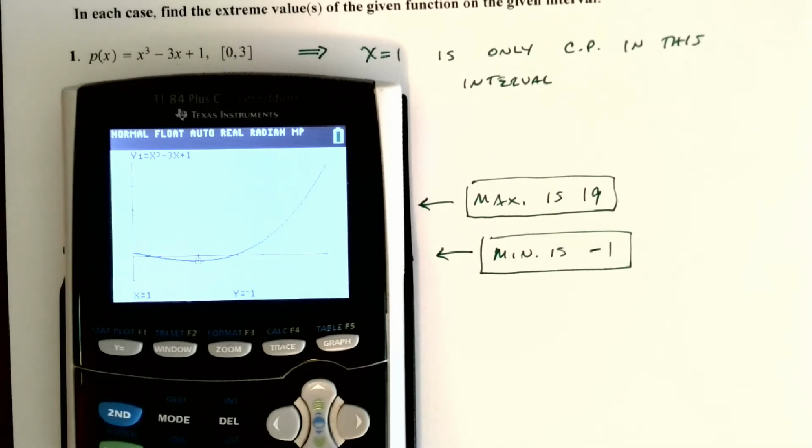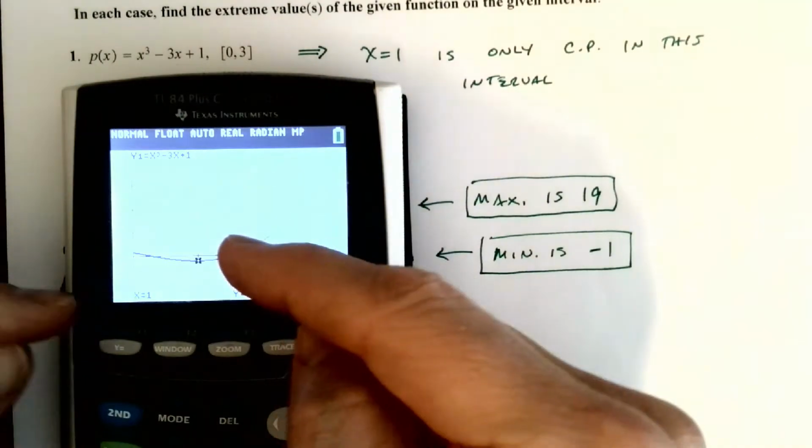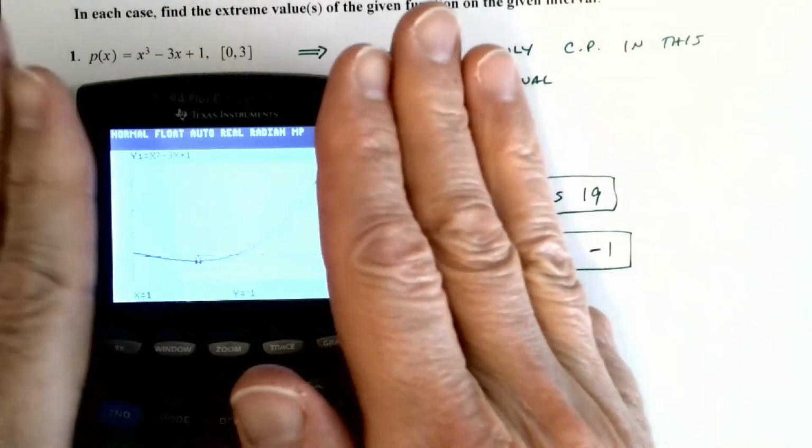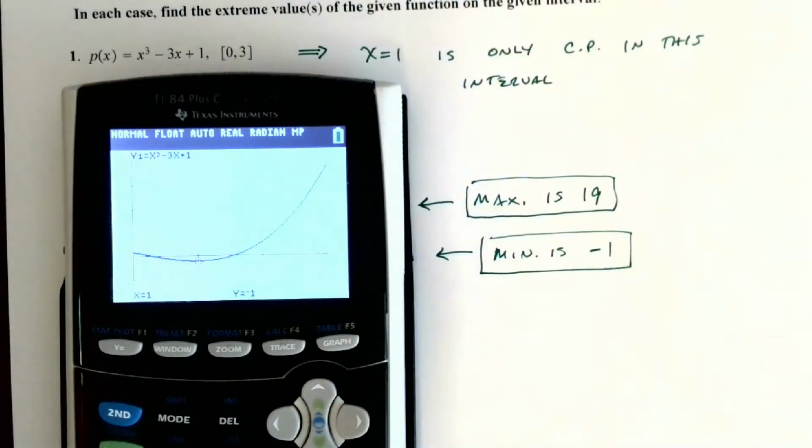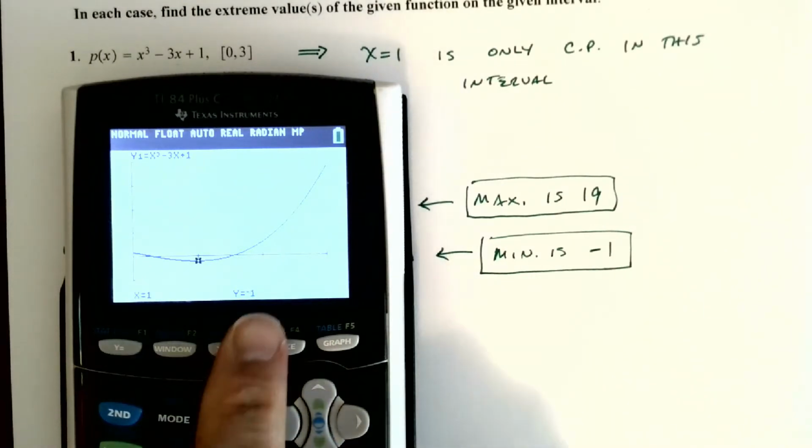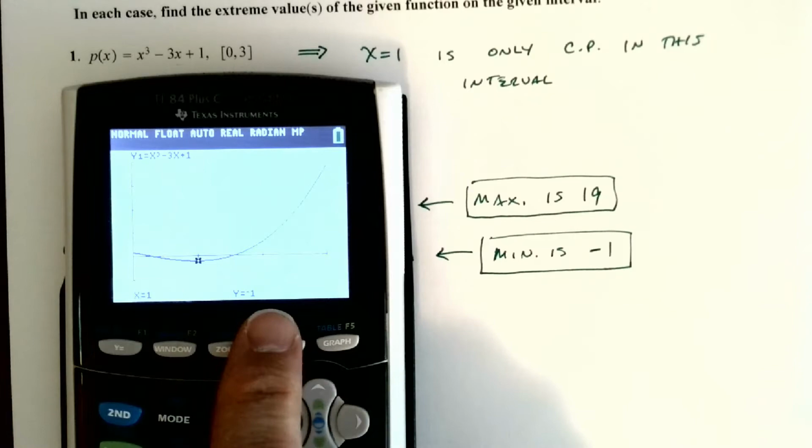So the minimum on this interval, right? Just on this interval, right? The function will continue forever that way, but just on this interval. That's what we're talking about. The minimum on the interval is equal to negative 1. That's the y value. It occurs at x equal 1, but its minimum value is negative 1.